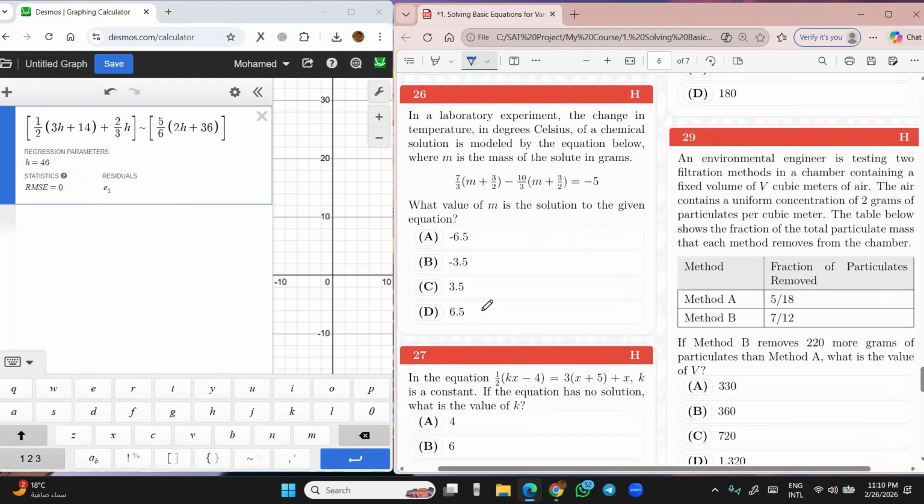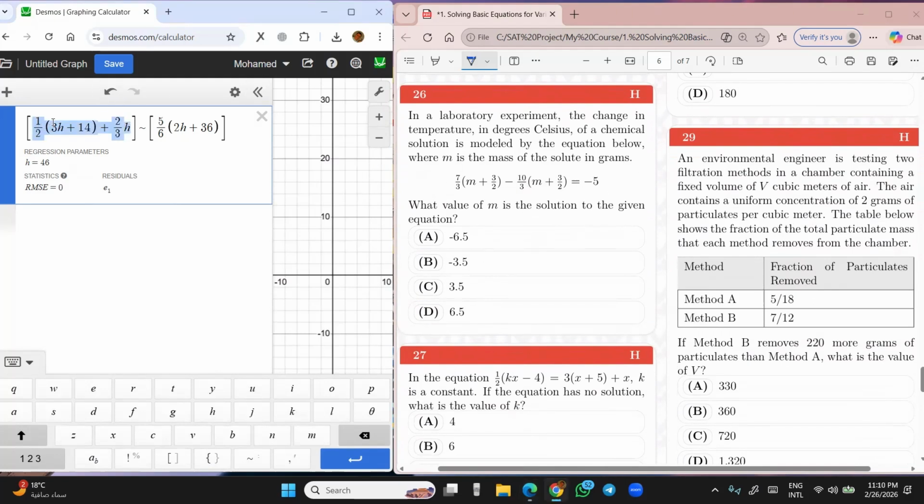Question 26. In a laboratory experiment, the change in temperature in degrees Celsius of a chemical solution is modeled by the equation below, where m is the mass of the solute in grams. What value of m is the solution? It means write this on Desmos and get the value of m.